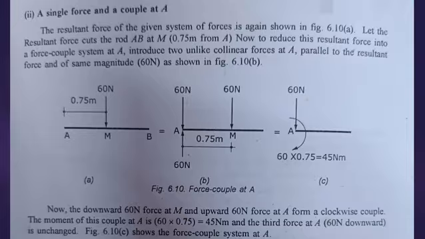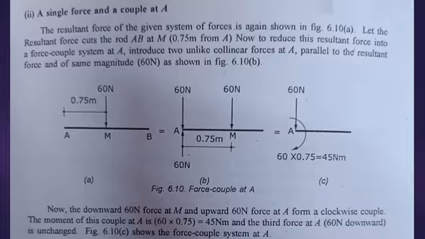How do we calculate the couple moment? Force into distance, we get the couple moment. Therefore, force value 60 into distance 0.75 is equal to 45 Newton meter. We get the couple moment. Okay, 60 Newton load is acting at point A and the couple of 45 Newton meter is acting at A. Thus, we calculate the force couple system at A.